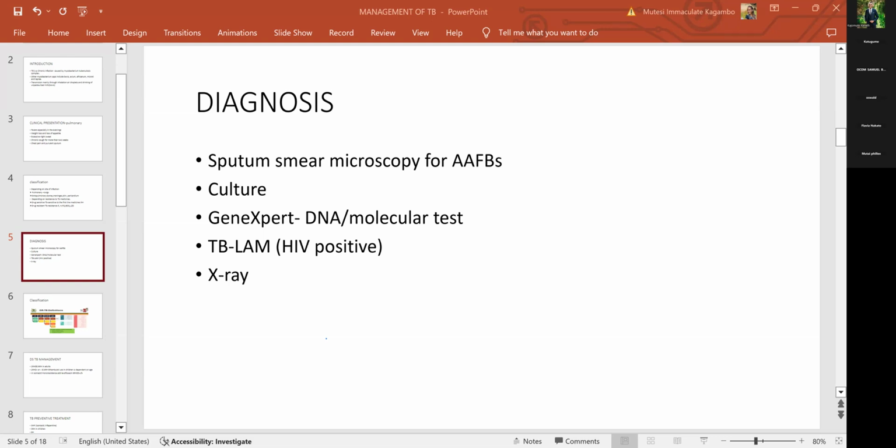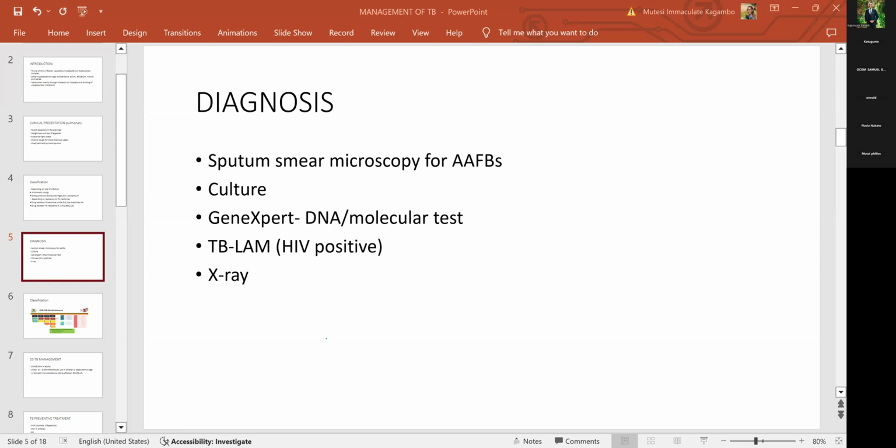And then we have the X-ray. Now the X-ray is actually one of the major diagnostic tools. The X-ray usually will tell us the extent of the disease and the lung damages, and it will help in grading the disease as severe or non-severe. Because these other molecular tests may not tell you that the disease is severe or non-severe, okay?